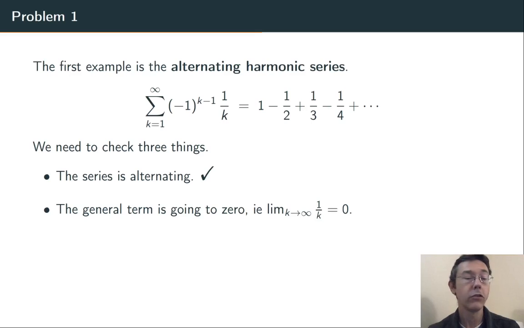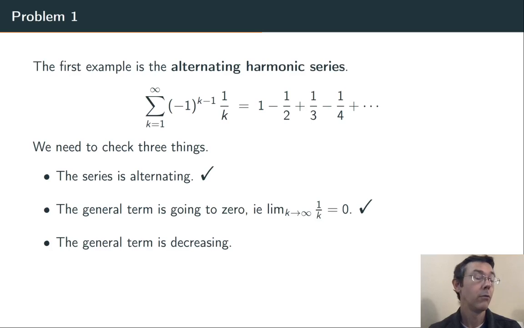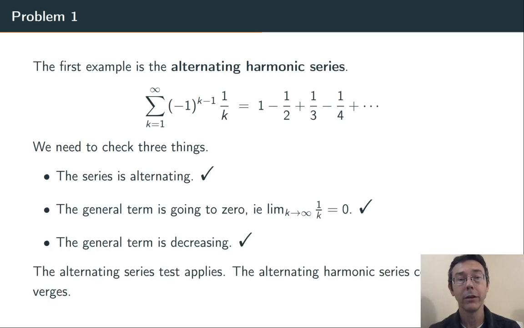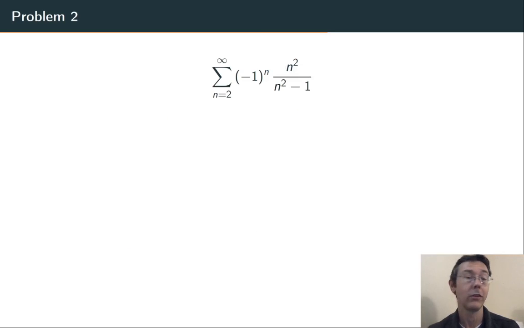Second of all, does the general term go to 0? Is the limit as k goes to infinity of 1 over k 0? Yes, of course it is. The denominator is getting larger, the numerator's not, the whole thing goes to 0. Finally, is the general term decreasing? In other words, is 1 over k decreasing? The answer is yes. As k gets larger, the whole thing gets smaller. Therefore, the alternating series test applies. The alternating harmonic series is convergent. Remember, by the way, that the harmonic series without the pluses and minuses diverges. So that's an important distinction to see.